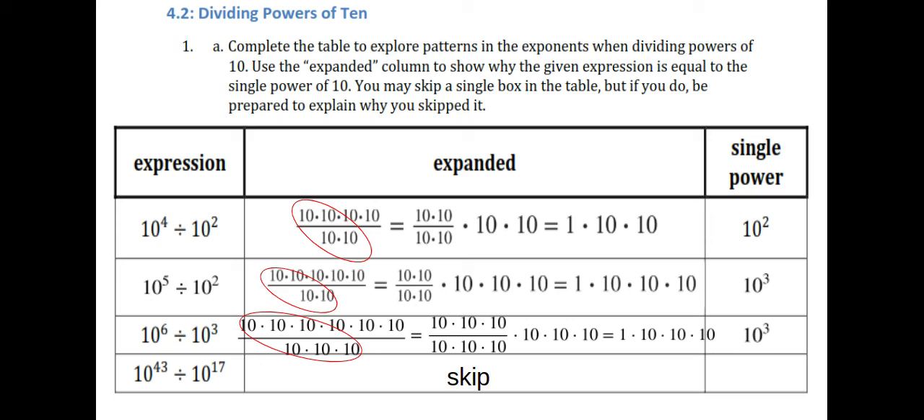In the first example, the difference of the 2 exponents, 4 and 2, is 2, which is the exponent of the single power of 10. In the second example, the difference of the 2 exponents, 5 and 2, is 3, which is the exponent of the single power of 10. And in the third example, the difference of the two exponents, 6 and 3, is 3, which again is the exponent of the single power of 10.